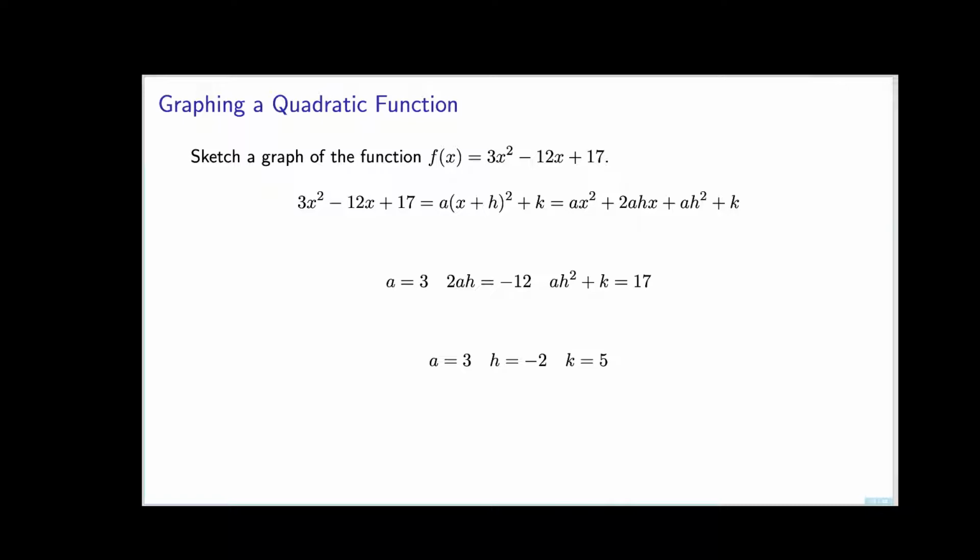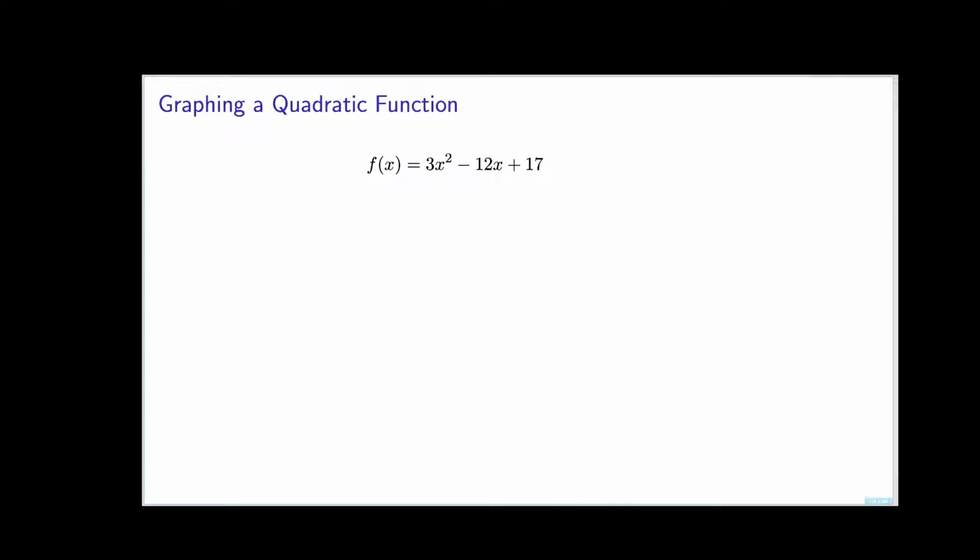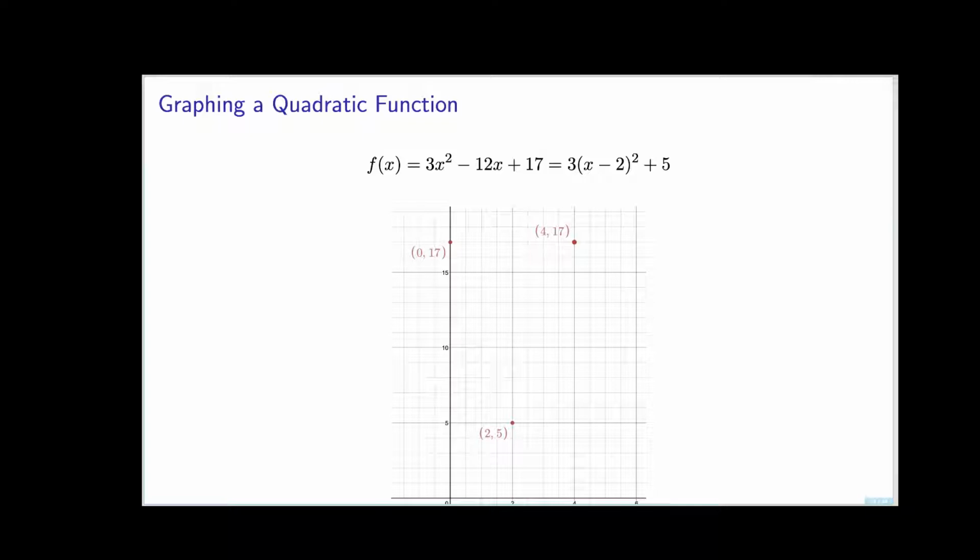So what we've now seen is that we can express this quadratic function in the form f of x equals 3(x minus 2) quantity squared plus 5. And as a check, you can pause this video and go ahead and expand this out, and you'll see that we do get 3x squared minus 12x plus 17. Okay, so let's talk about how this helps us sketch our graph.